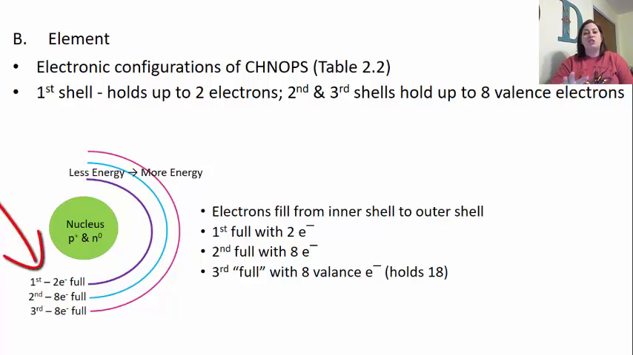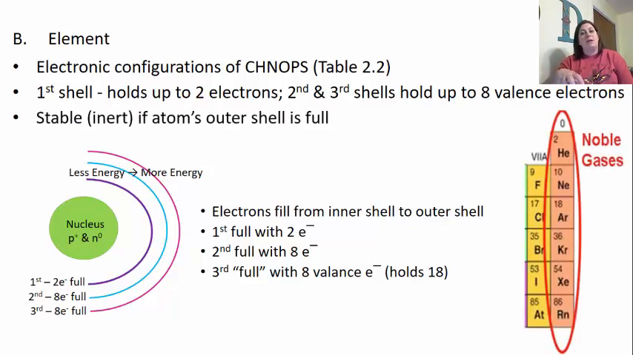All right, once it has 2, then it is full, and it has to go to the next energy level, or the second shell. The second and third shells can hold up to 8 valence electrons. Now, guys, this is actually very simplified compared to what really is happening in these energy levels. But for the case of microbiology, we need to look at the fact that if the first energy level has 2, it's happy. The second and third, if they have 8, then they're happy.